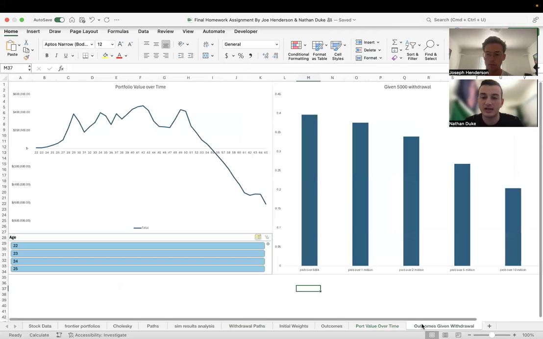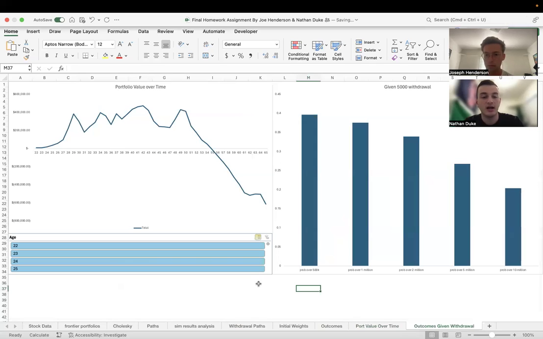And then moving on to the last dashboard there. These are just a couple from our example run with the withdrawal paths, just showing our portfolio value over time and also allowing you to choose ages. And then given that $5,000 withdrawal starting at age 50, showing some of the probabilities of reaching these specific thresholds of 500K, a million, 2 million, and so on.